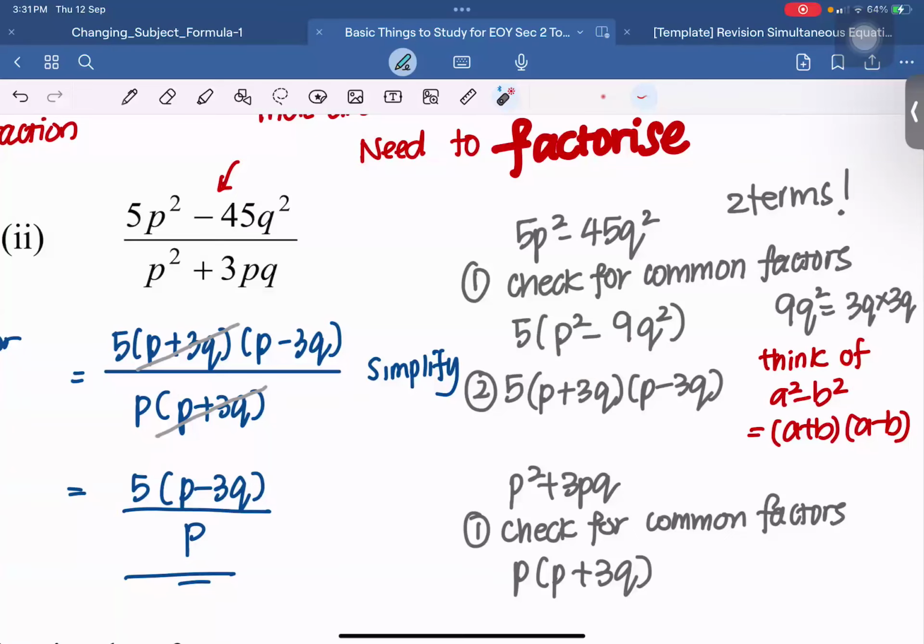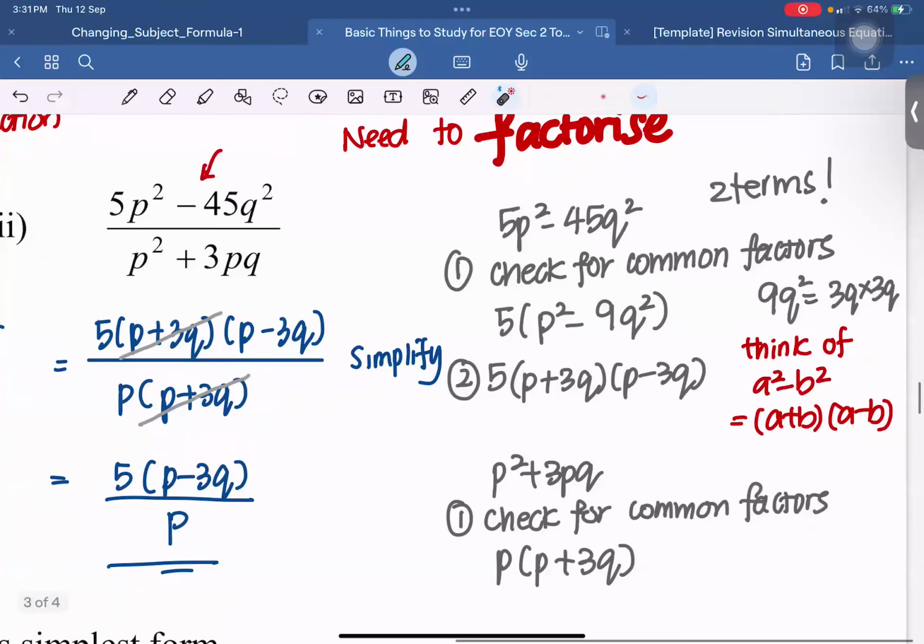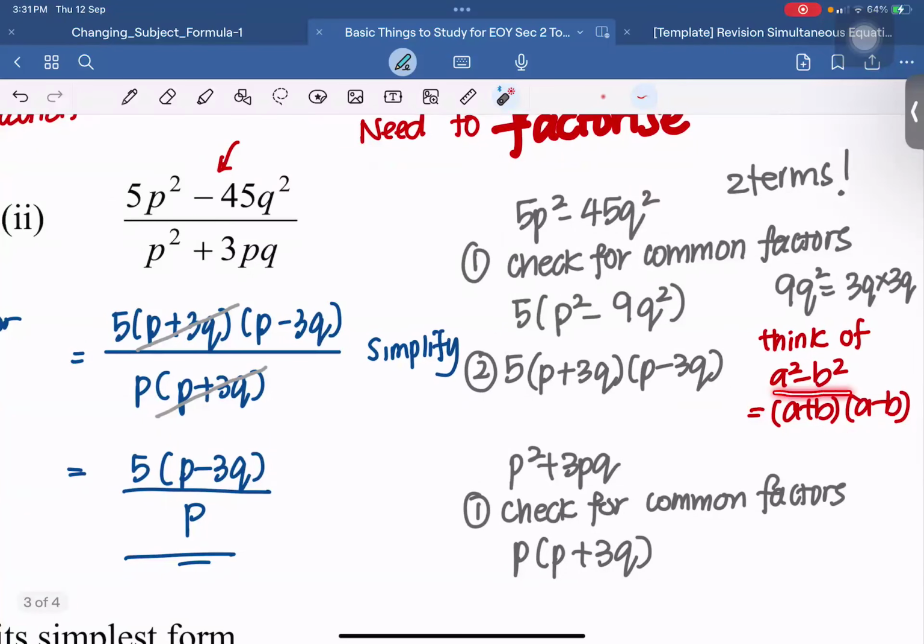Remember, we did 2 terms just now. 2 terms must think of a squared minus b squared, a plus b, a minus b. It's quite easy to recognize. How do I know? Because I see square, square, and the number 3. I can square root 3. 9 is 3 times 3, right? So square root of 9 gives you the number 3.